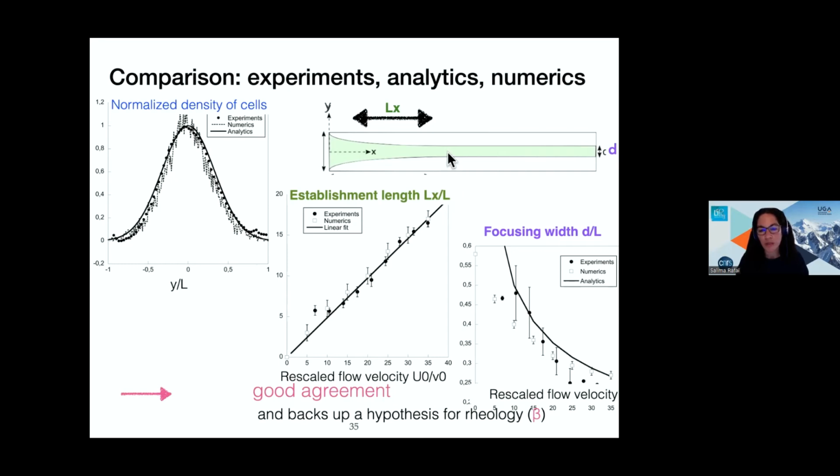We can measure the width of the focusing, the time or the length it takes to become constant, and the distribution of cells in the channel. All this is in good agreement and has no adjustable parameter, except for this beta parameter that I added in front of the vorticity. This backs up a hypothesis we made before for rheology, that the cells are able to resist the vorticity a bit.